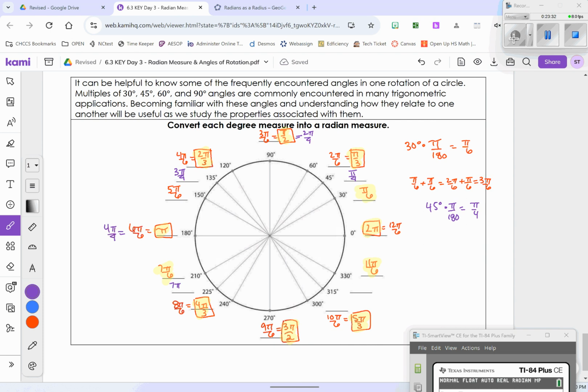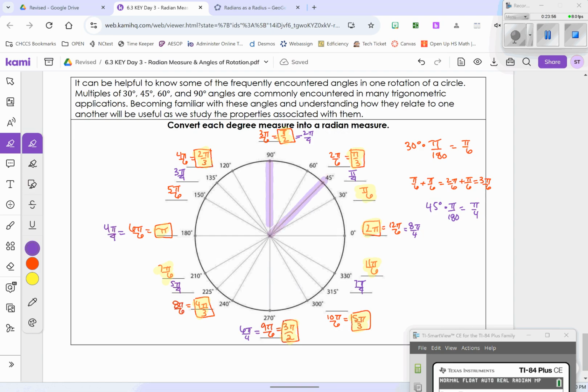Then we would have 5 pi over 4, not 7, sorry. 5 pi over 4. This is 6 pi over 4, which also equals 3 pi over 2. 7 pi over 4, and 8 pi over 4, which is equal to 2 pi. So you'll notice that these values are going to be very important later when we talk about our unit circle. So we just did the 45 degrees around, and notice that all of those were over 4.